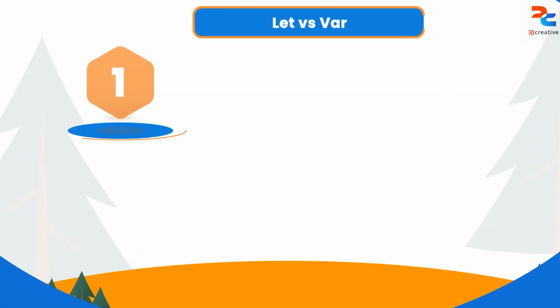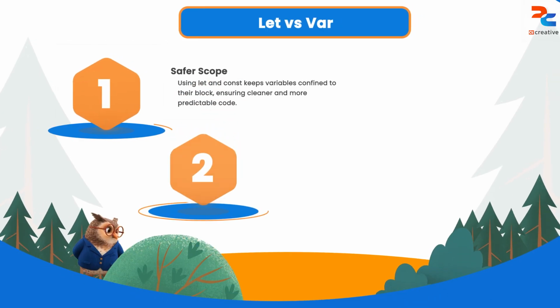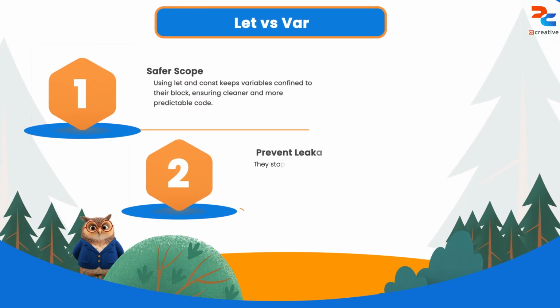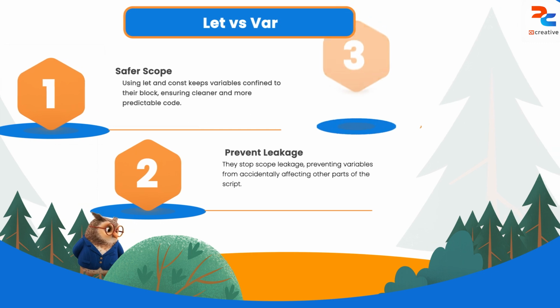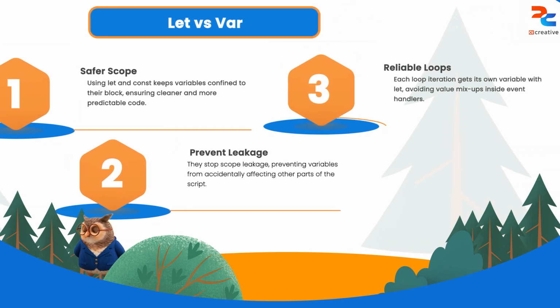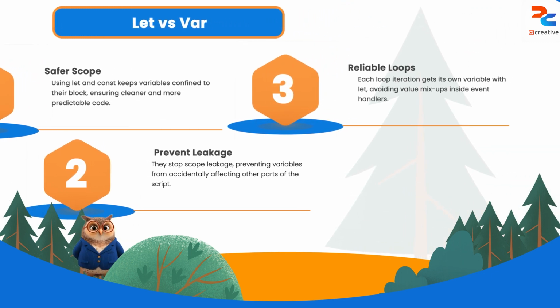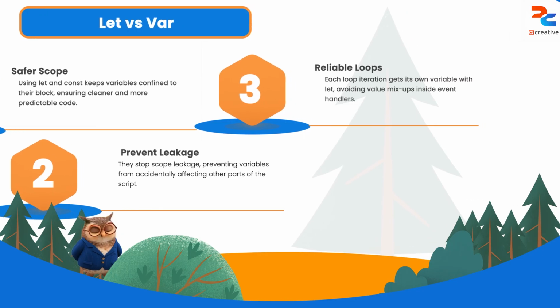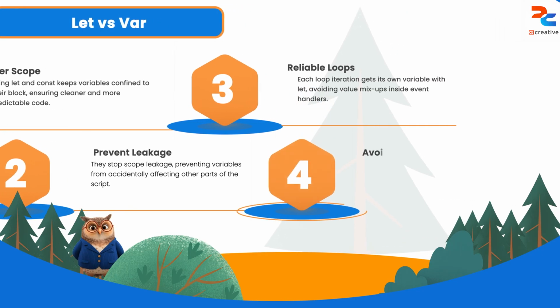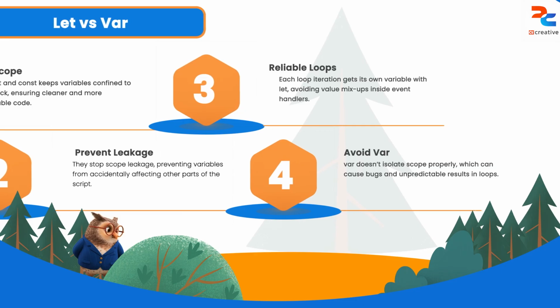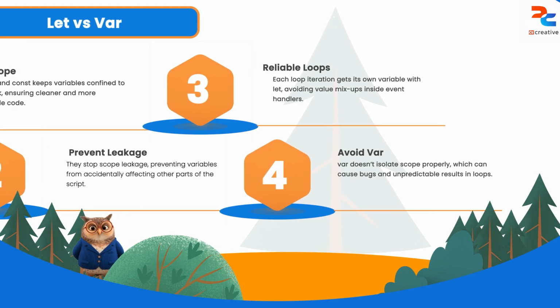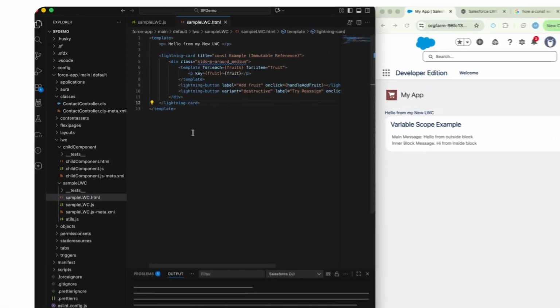Now let's see why this matters in LWC. In Lightning Web Components, using let and const ensures your code is predictable and prevents scope leakage. For example, inside loops or event handlers, each iteration should use its own variable, something var doesn't do properly. Now let's see in an example how var and let work inside for loops. Let's go through the code and see what's happening.